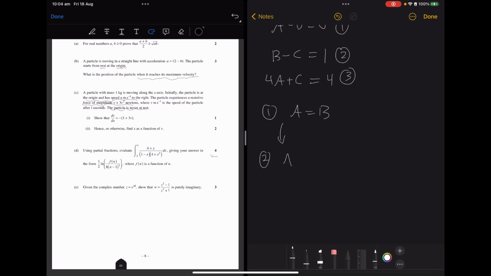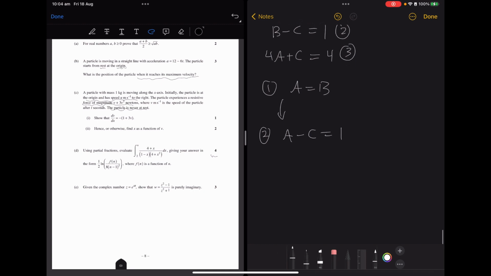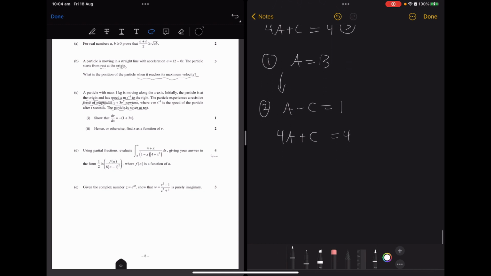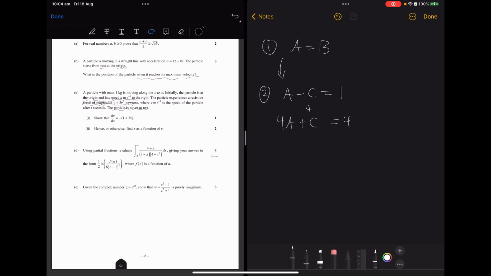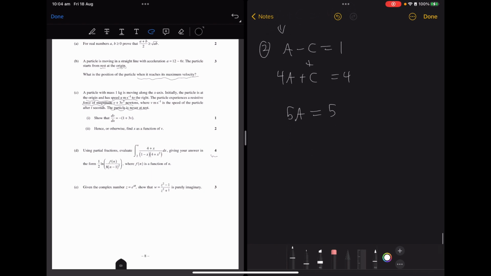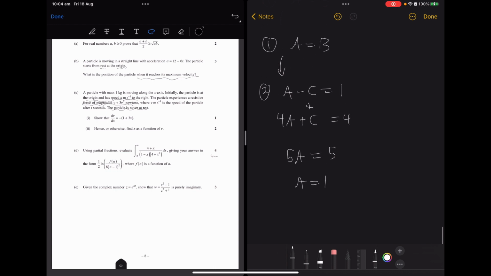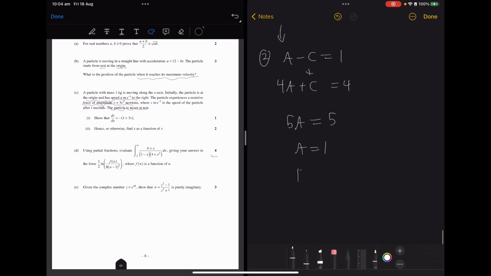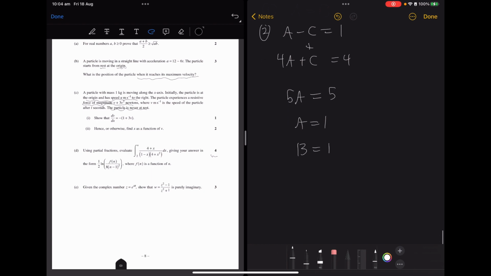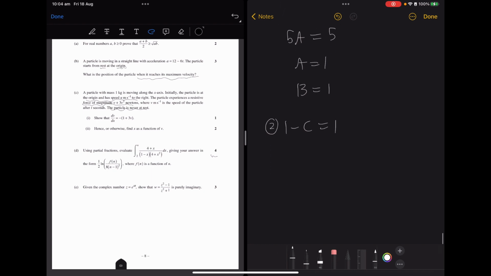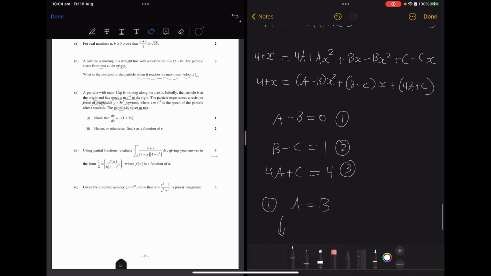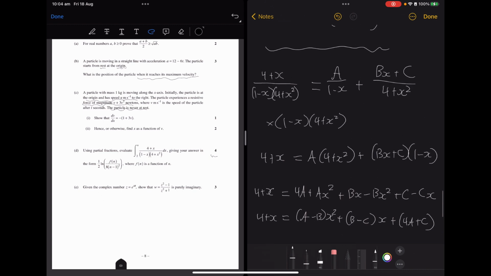we have, therefore, a minus c is also equal to 1. And then since 4a plus c equals 4, we're just going to add these two equations. So 5a equals 5, since the negative c plus c cancel out. Therefore, a equals 1. Subbing it back in, we have a equals b, therefore b is also equal to 1. Finally, since 1 minus c equals 1 from equation 2, we have c is equal to 0. And finally, looking at our equation up here, we're going to sub in all our terms again.